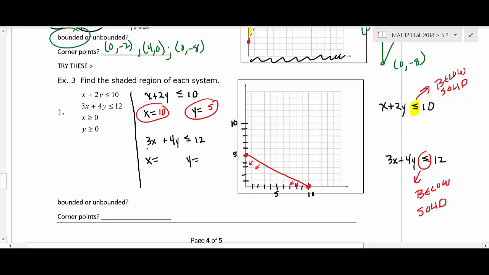How about the second equation? What's the x-intercept? 4. What's the y-intercept? 3. Has everybody got that okay? Let me know if you don't, because you want to do that in your head so you can do the problem fast. So we have x equals 4, 1, 2, 3, 4, like that. Then we have y equals 3 like that.